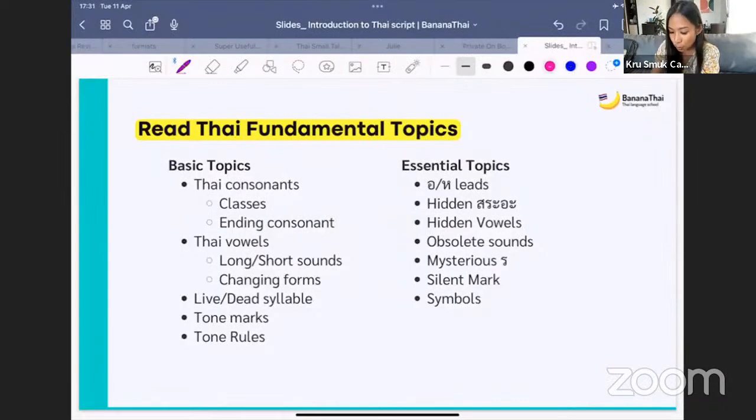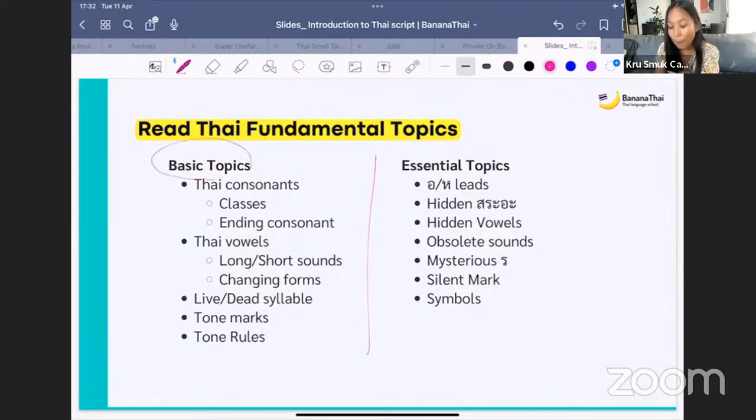I separated them into two parts. These are the fundamental topics in order for you to understand how the reading works and how to read basic Thai with an understanding, not fluency. I'm not promising that this will lead you to fluency right away, but surely you will understand. You will be able to read slowly. Fluency is easy practice, but this is the fundamental topic.